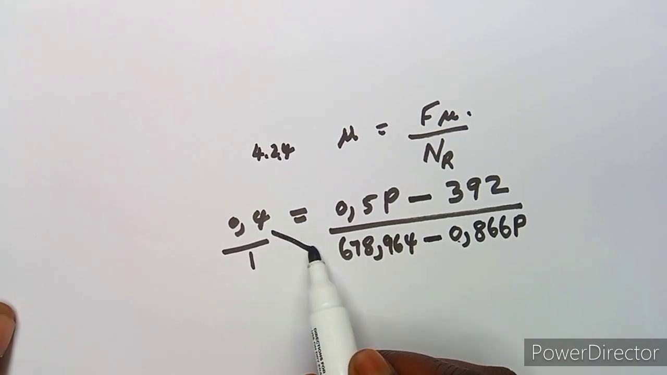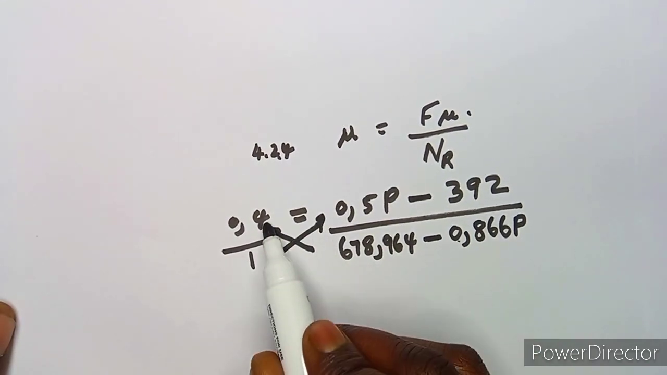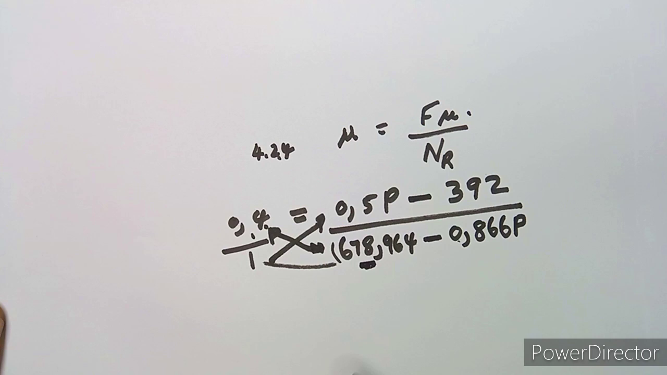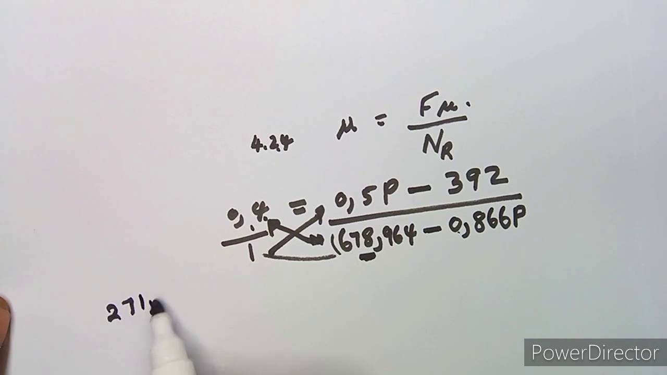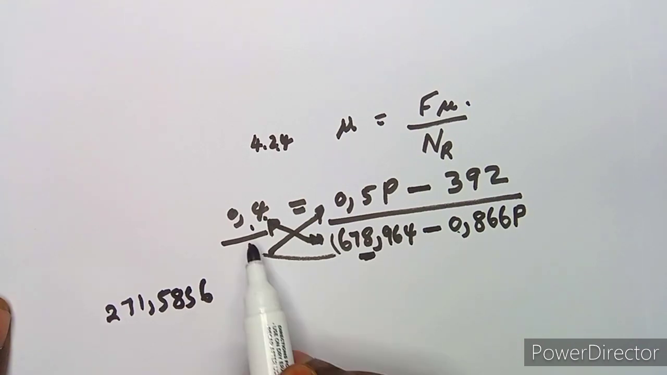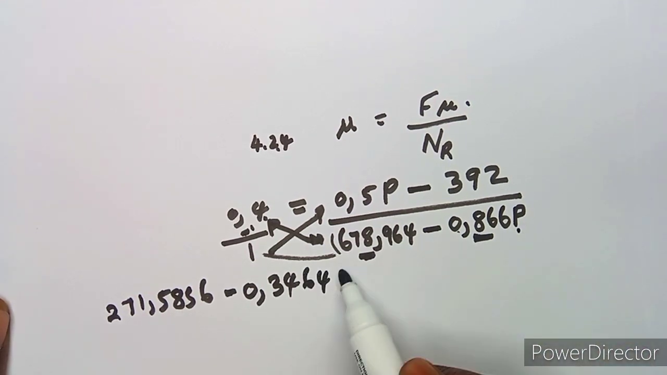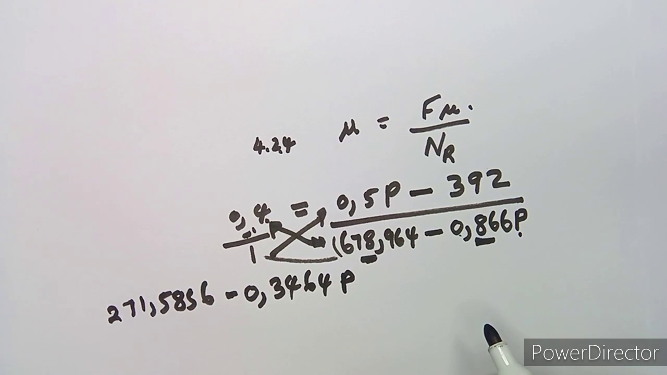Anyways, let's find our p. We can do this by cross multiplying and so forth. So this 0.4 is going to multiply everything here, so it's 0.4 times this value, which is going to give us 271,586. Then we multiply 0.4 and this one, which is going to give us a negative 0.3464, and this is p. All right, so it's going to be p in this case.